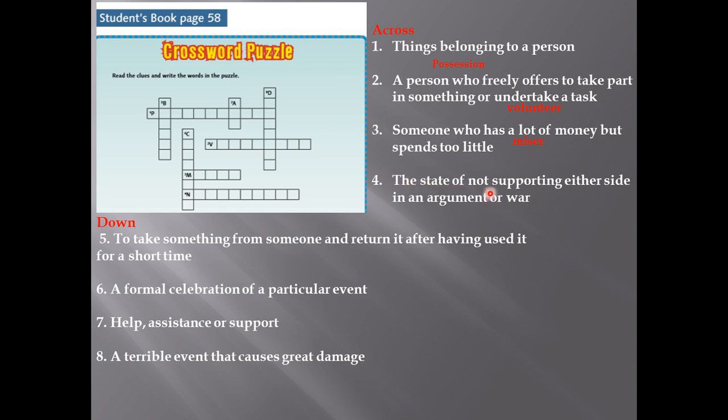And here the state of non-supporting either side in an argument or war. To not support any side of the war. Not with this side and not with this side. So this starts with N here. It is neutrality. Now let's go to the down sentences. عمودي.